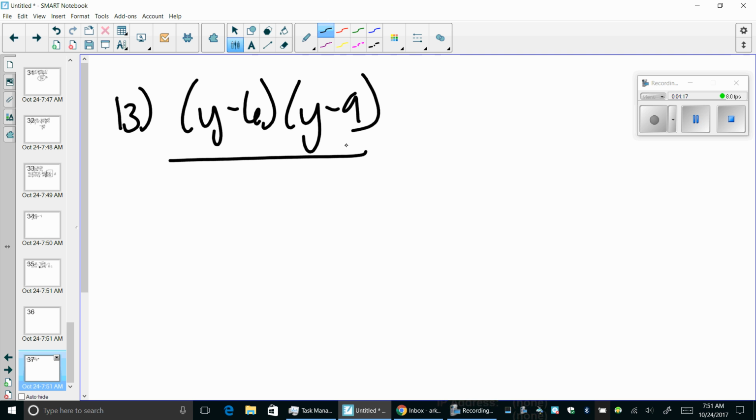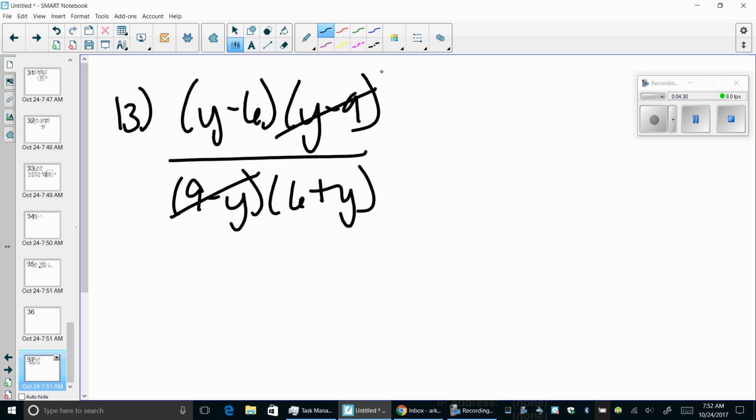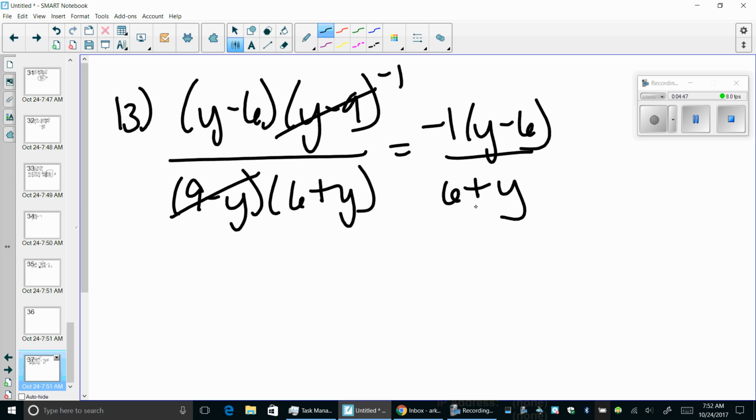And 13, I've got y minus 6, y minus 9 over 9 minus y, and 6 plus y. It's all factored. That's nice. All right, y minus 9 and 9 minus y are opposites because the y is positive, 9 is negative, and then the 9 is positive and y is negative. So these cancel if I replace it with a negative 1. These don't cancel at all because they aren't opposites. Here the y is positive and the 6 is negative, and here they're both positive. So I have a negative 1 times y minus 6 over 6 plus y.